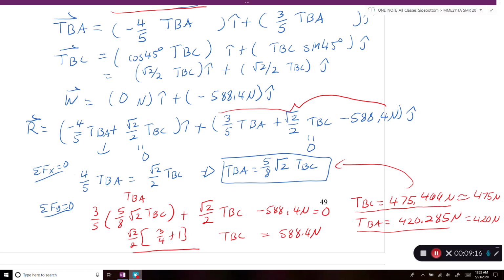All right, so that concludes this problem on 2D equilibrium of a particle.